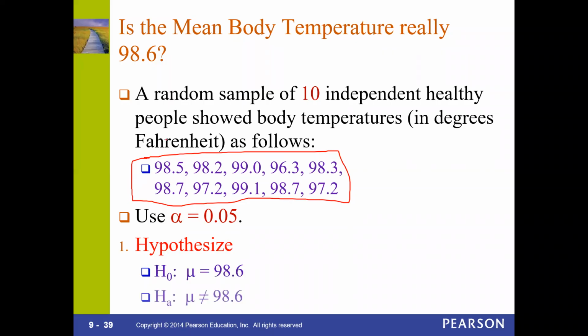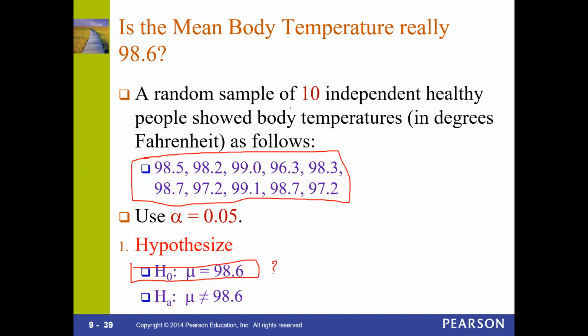This one is a question: is the mean temperature really 98.6? They take a few people and find a different temperature. Then they want to know whether it is 98.6. That's the question. So if we find that it is different, then that's the problem.